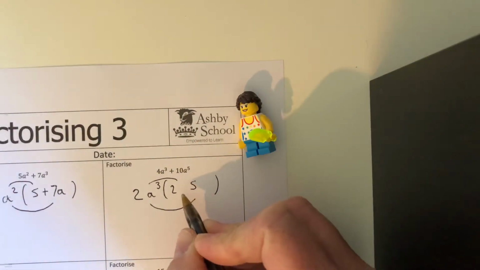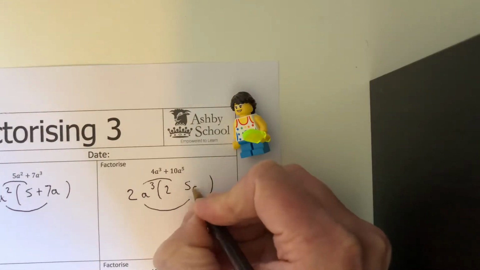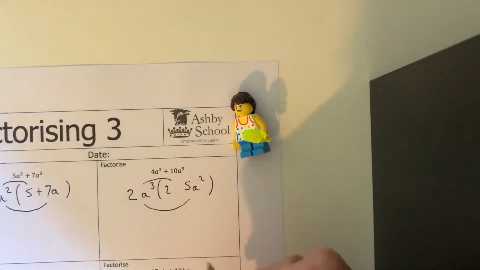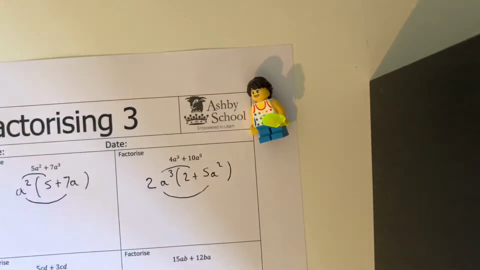If we think back to our indices, a cubed times a squared gives me a to the power of 5. Remember, 3 and 2 is 5. That was me whispering, okay? And then we'll just put the sign back in the middle, the plus, and we're done.